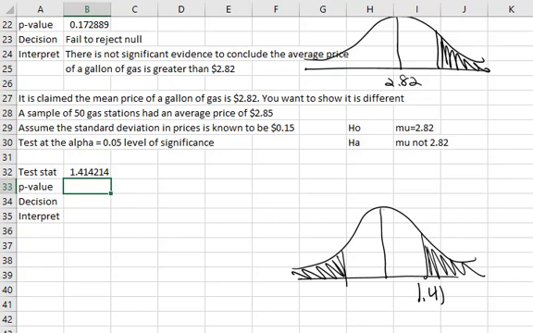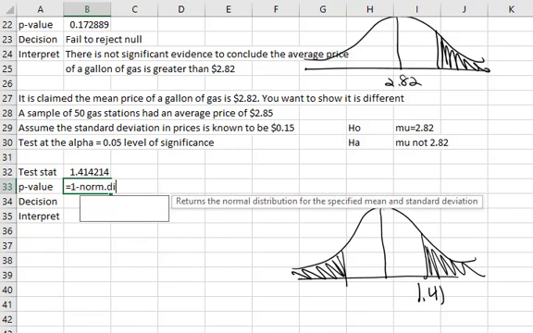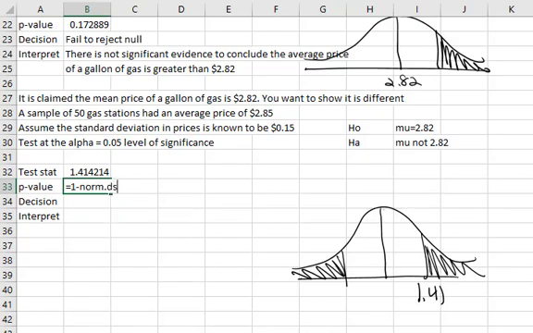If it was negative, it would be the left tail. So we have to treat this p-value like it is the right tail. So we're going to say equals 1 minus the NORM.S.DIST, open parentheses, our z-value, comma, TRUE. And I'm going to hit tab instead of enter because that's going to move me over.